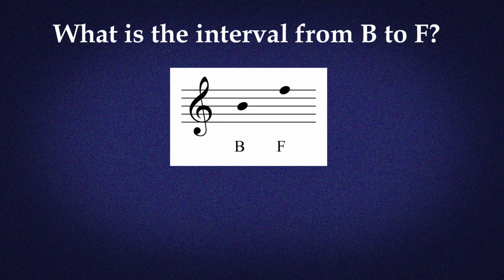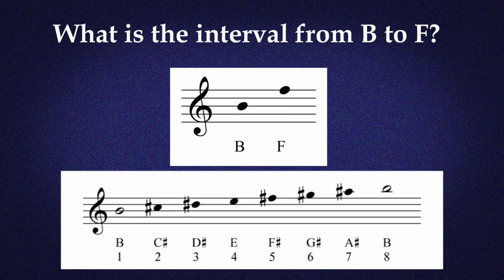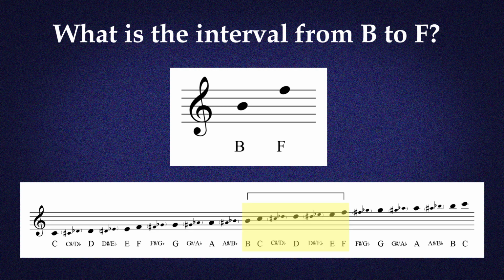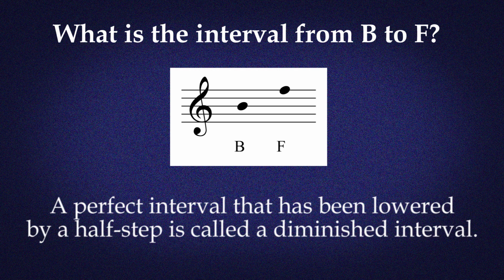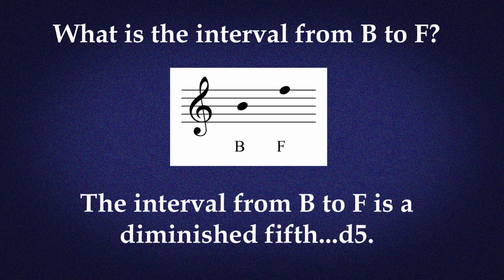From B to F. Starting with the B major scale, the letter F is in the fifth position. So the quantity will be a fifth. However, the fifth note of the scale is actually F sharp, so F sharp is the perfect fifth. F is a half step lower than F sharp, so our perfect fifth has been lowered. A lowered perfect interval is called a diminished interval. So the interval from B to F is a diminished fifth, d5.